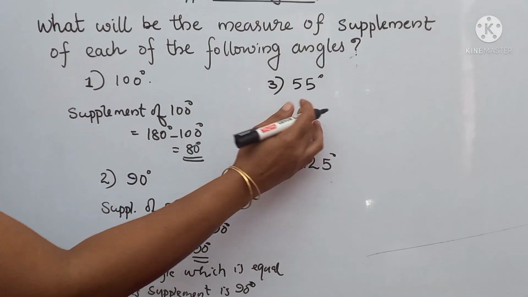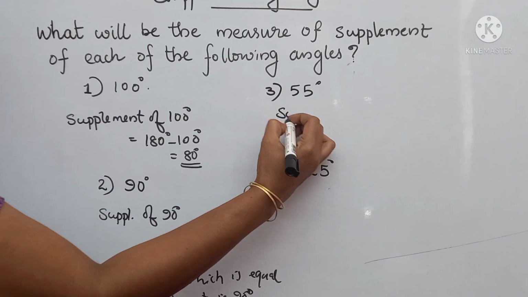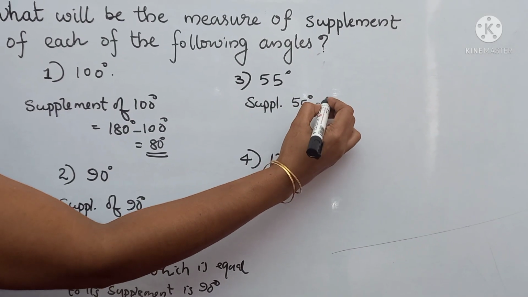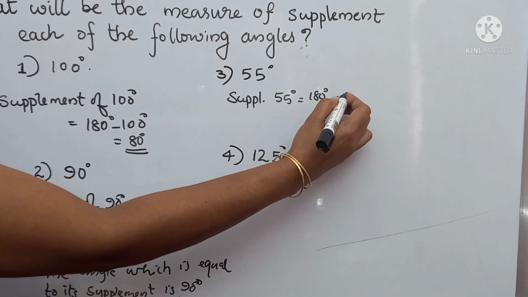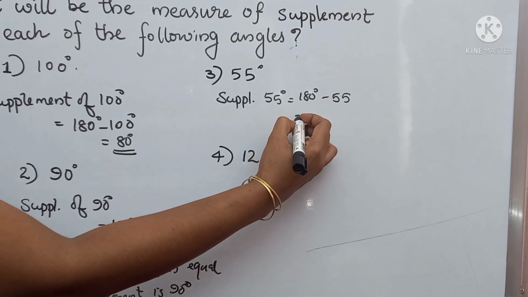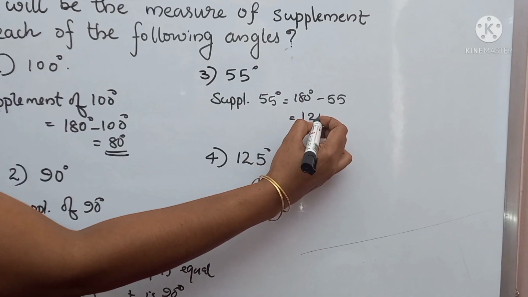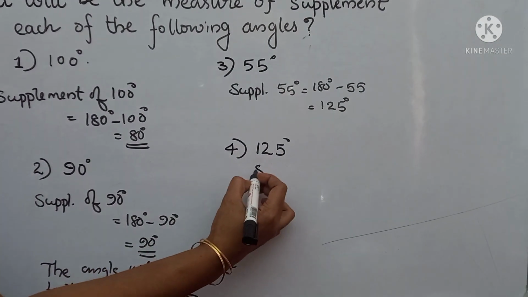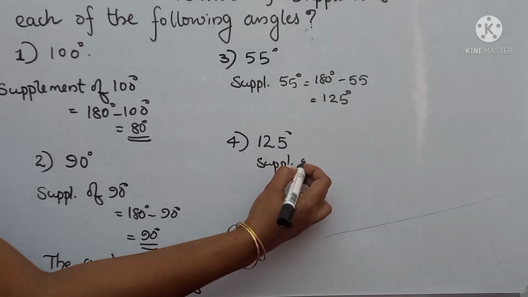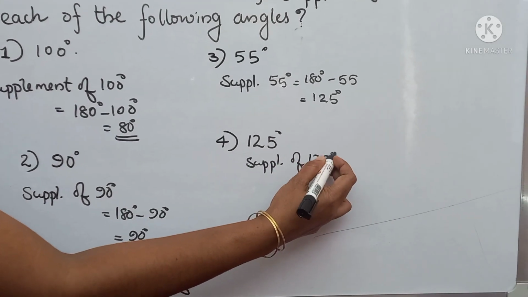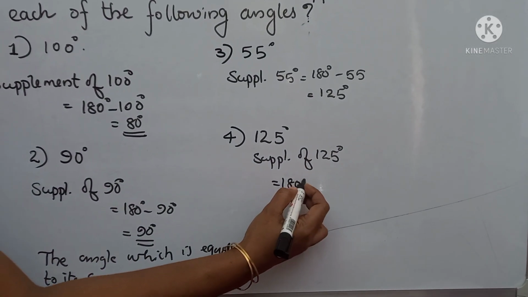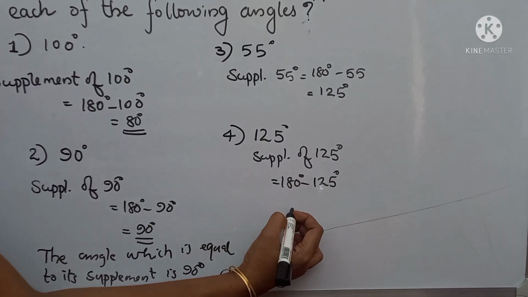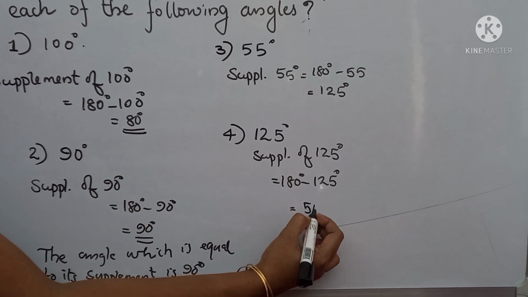Then 55 degree. Here we can find the supplement of 55 degree is equal to 180 minus 55, that is equal to 125 degree. And similarly, the supplement of 125 degree is equal to 180 degree minus 125 degree, that is equal to 55 degree.